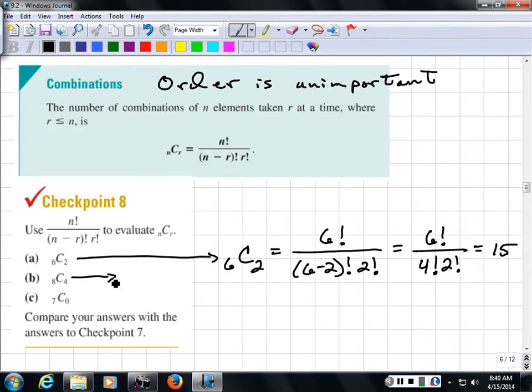So, 8C4 is 70. And I like this one, 7C0. That's always, there's only one way, because you can't choose anything. Right? So anytime you do either a permutation or a combination where you're not choosing anything, there's only one way to do it. 7P0 and nC0 will both be equal to 1.